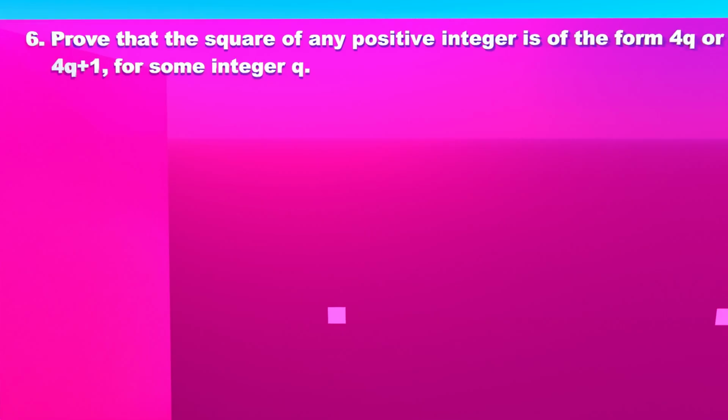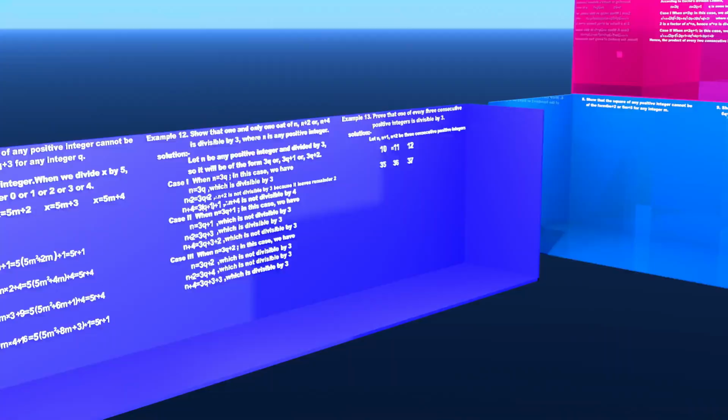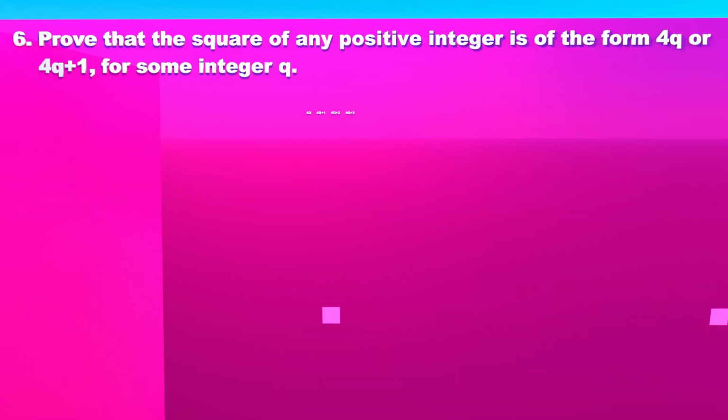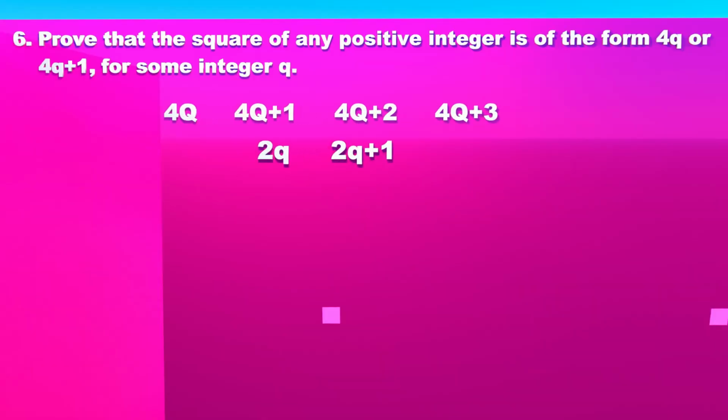We have already proved this question also. Question 6 is similar to example 5. You can take divisor as 4, so you will have 4 cases to prove. You can also try to prove this question by taking 2 as divisor. But why 2? Because 2 squared gives 4, that is our requirement. So do it yourself. Let's see the next question.